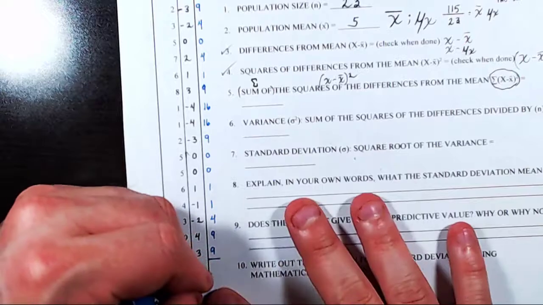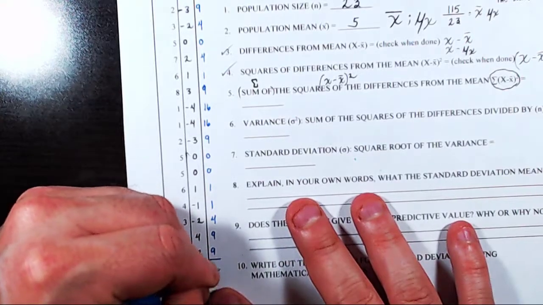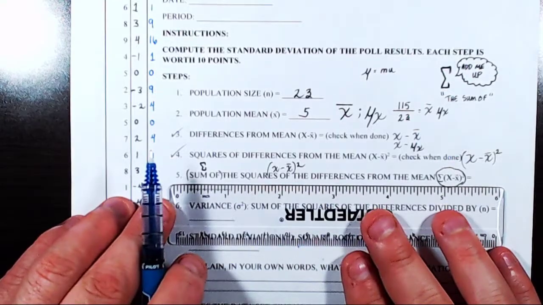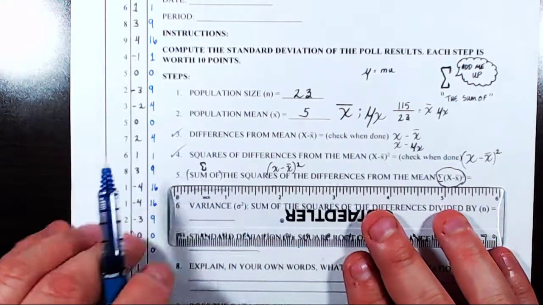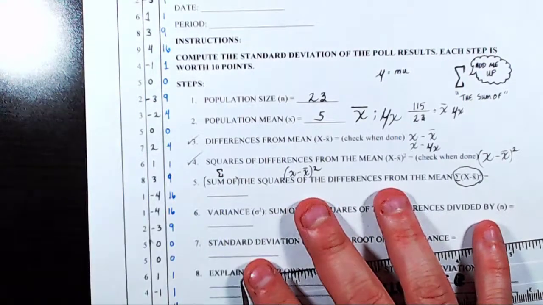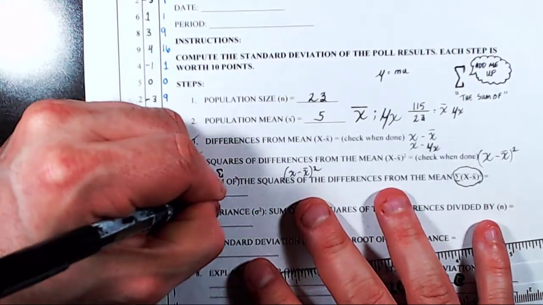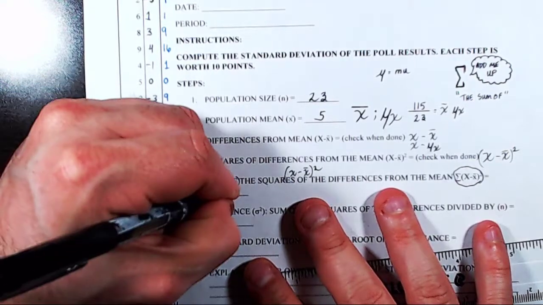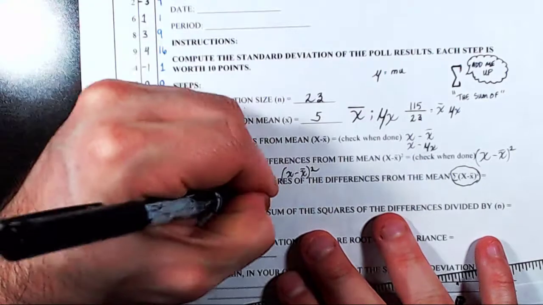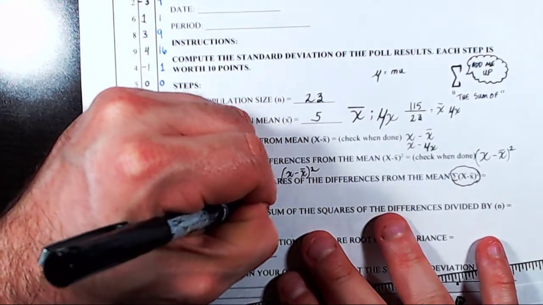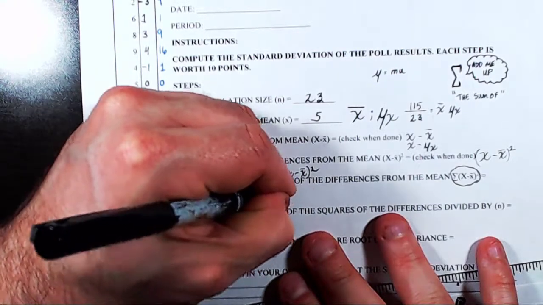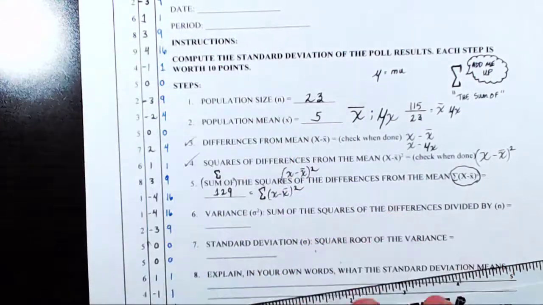129. That's 1. Let's go back up to number 5. What did it ask us for? The sum of the squares of the differences from the mean. That's exactly what we found: 129. That was equal to the sum of squared differences, the x minus x bar squared. That's what that means.